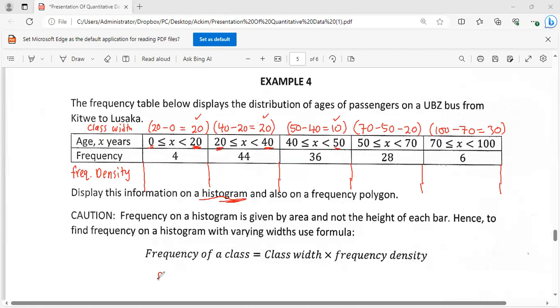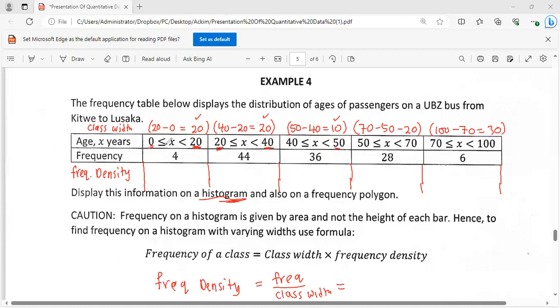I'm going to talk about the most important formula for frequency density. So frequency density is simply frequency over class width.